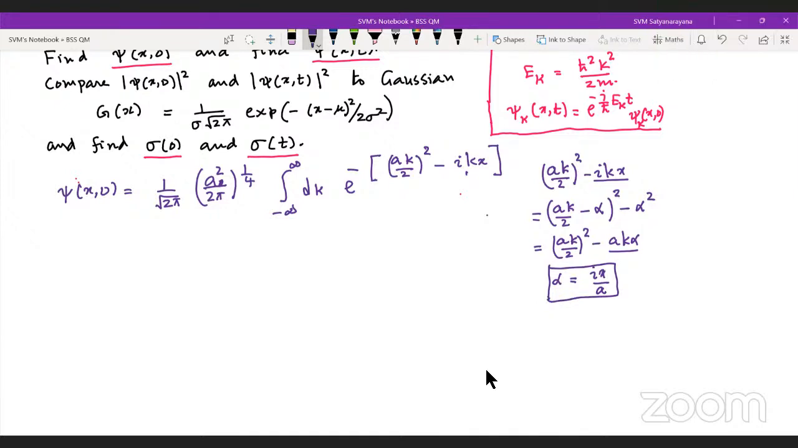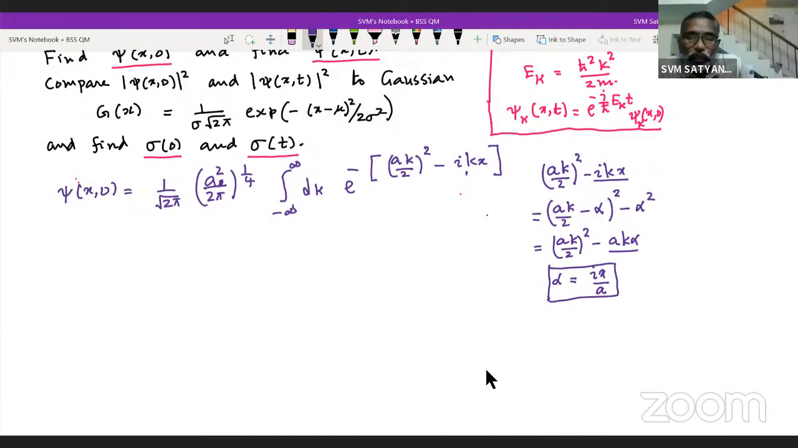So completing the squares is, I want to write this expression as (ak/2 − α) square minus α square. When you do this, what happens? Your (ak/2) whole square minus 2 times ak/2 times α, the 2 will cancel, so you get akα, plus α square, and that plus α square will cancel with this minus α square, correct? So now you compare term by term. (ak/2) whole square is there here also, but instead of minus ikx, minus akα is there. Comparing this, I can write down α is equal to ix by a.